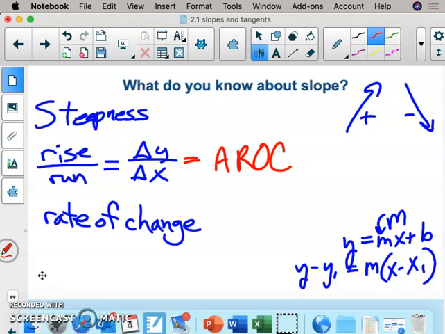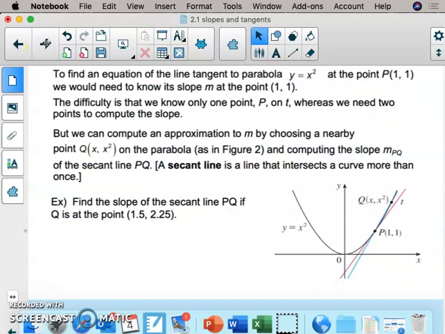All right. And then, of course, we wrote down that slope also relates to equations of lines. So, to find an equation of a line tangent to y equals x squared, I know it's a lot of words. Don't worry about that. So if you look at this graph right here, and we have this point (1, 1), and we want the equation of this red line that's tangent to the curve at point (1, 1). We need two things to write an equation of a line. What two things do we need to write an equation? We need a slope.